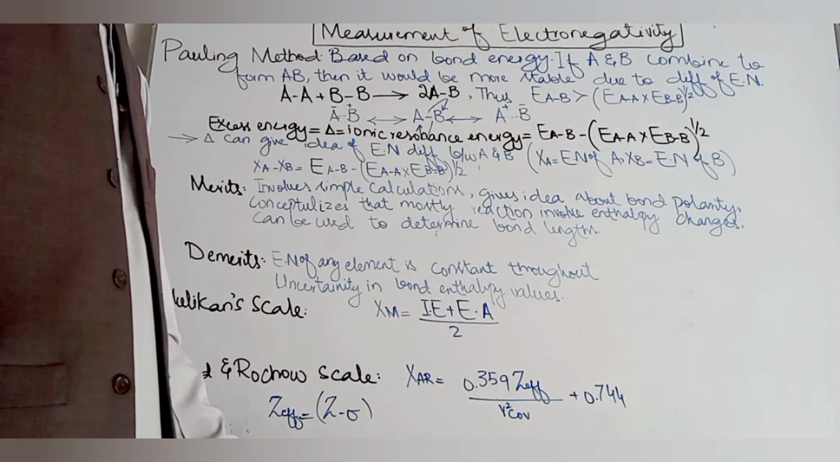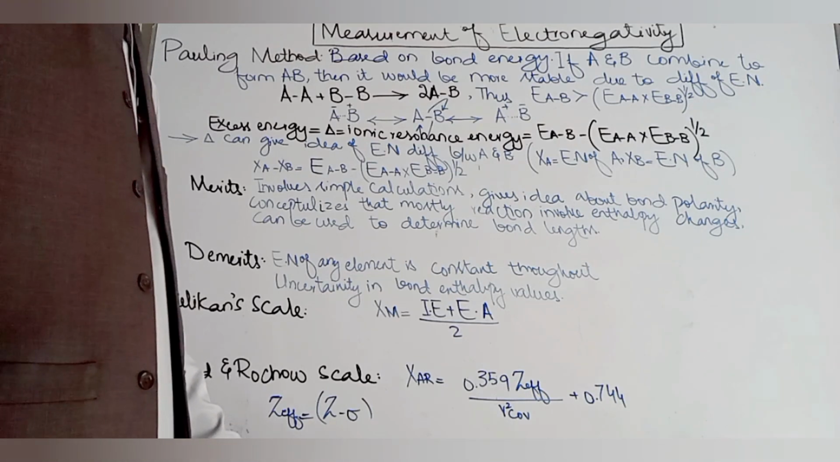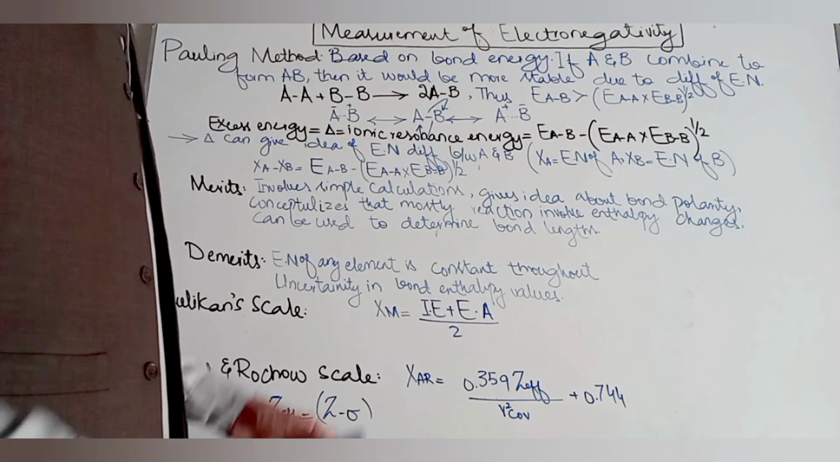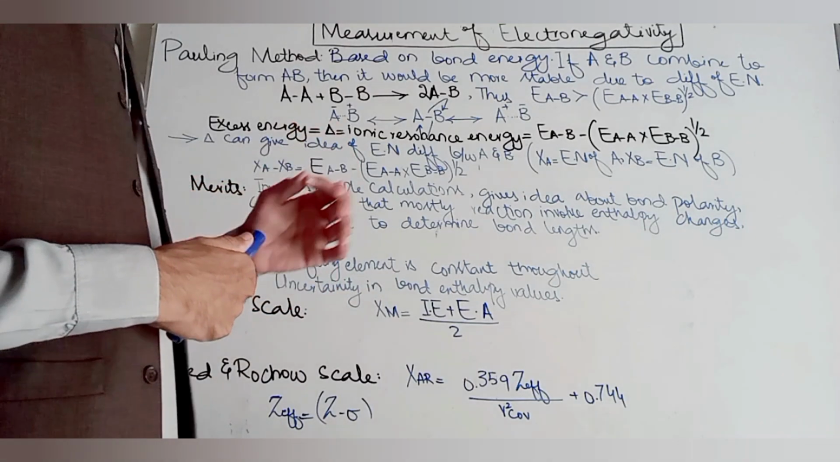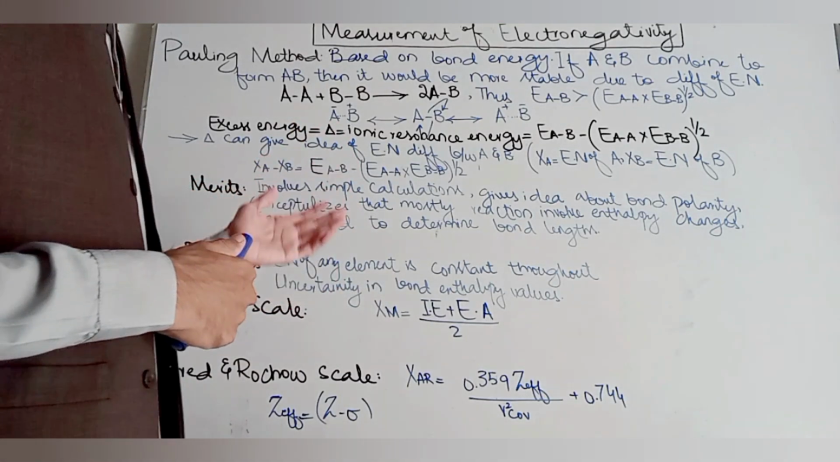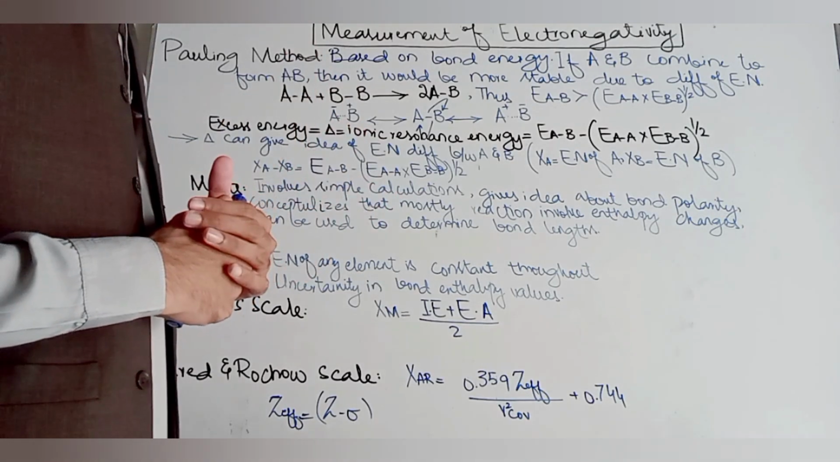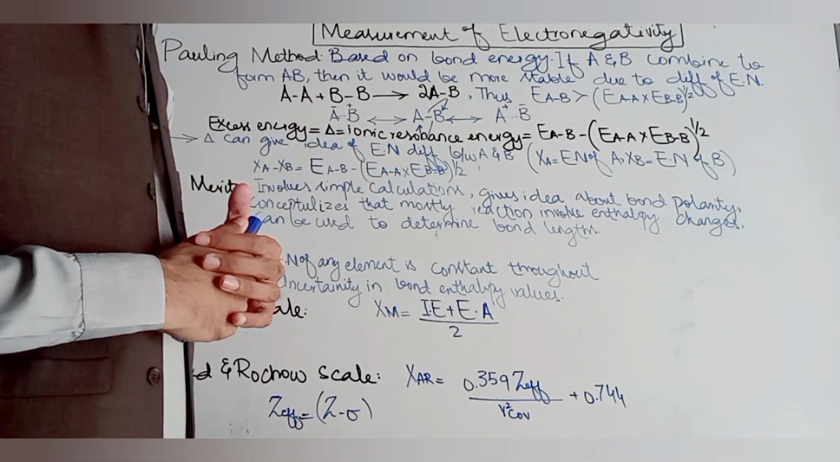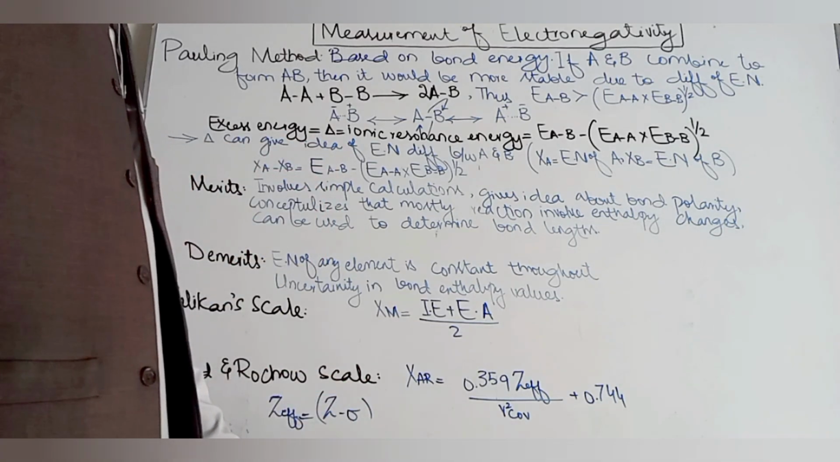You are watching Study with Sheraz, and in today's lecture we are going to discuss the measurement of electronegativity. Basically, there are many methods that are devised to measure the value of electronegativity of any atom, but here we have given the most accepted three methods for the determination of the electronegativity. So first of all, the most accepted method is the Pauling method.